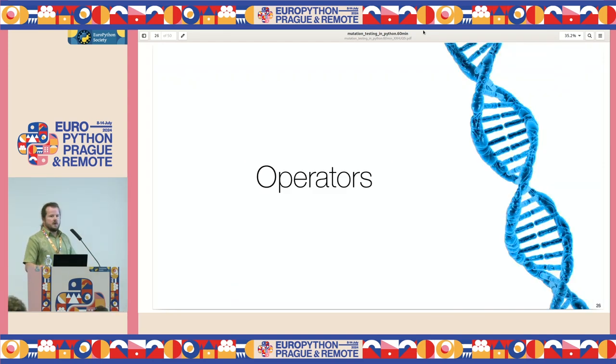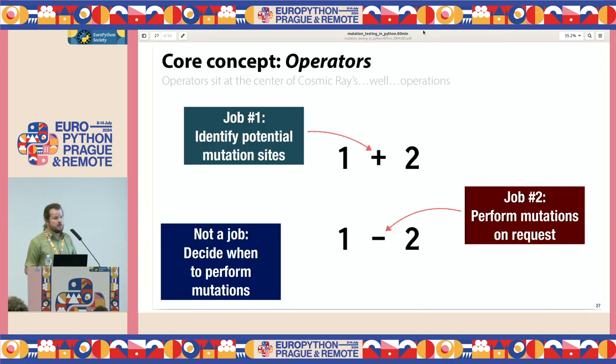Okay, so at the core of Cosmic Ray is something called an operator. An operator, this is an animated slide, so you're going to lose the animations, I apologize for that, but an operator does just two things. It identifies places in the code where it thinks it can make a change. So an operator might be the change-plus-to-minus operator, right? And every time it sees a plus in the code, it's going to say, well, I can make a change there. And that gets noted in a little database.